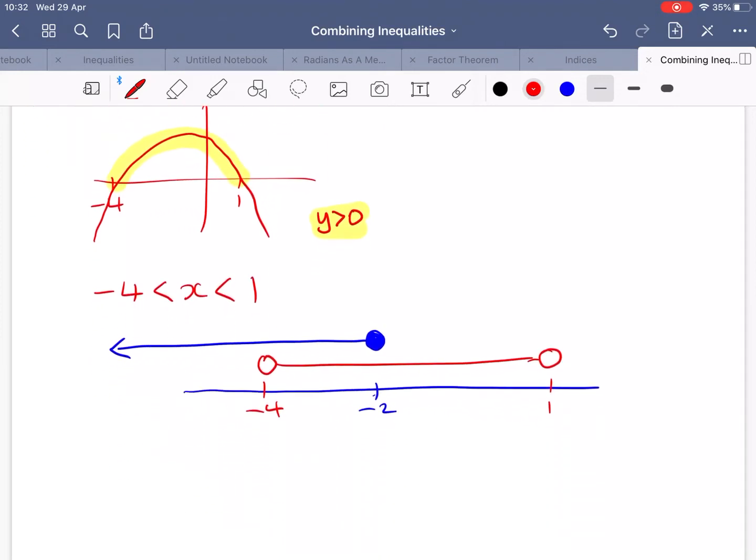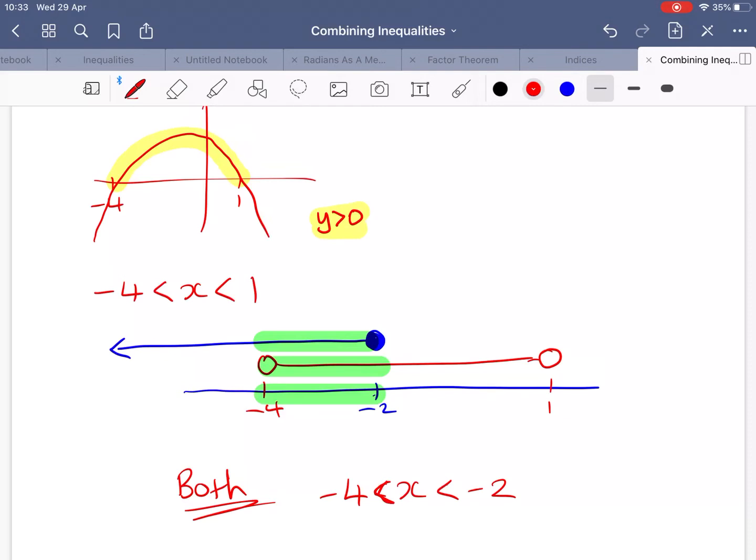So, where is my region where both are true? Well, that is just this region here. And so the region where they are both true is between minus 4 and minus 2. And so I write that, so they are both true when x is bigger than minus 4 but less than minus 2 at the same time.